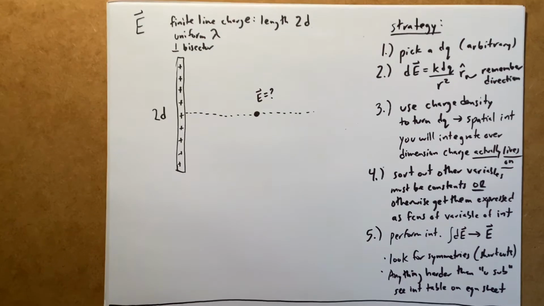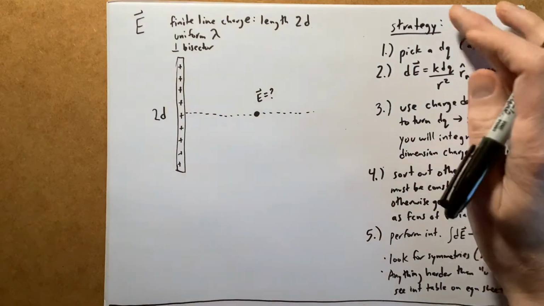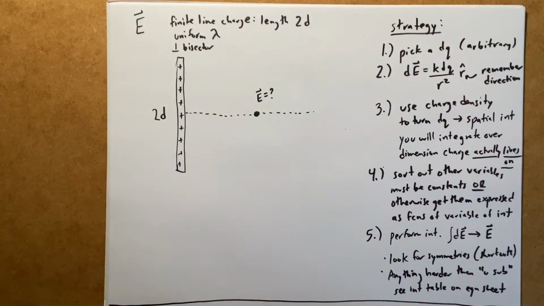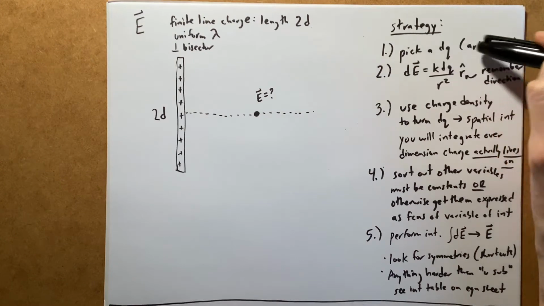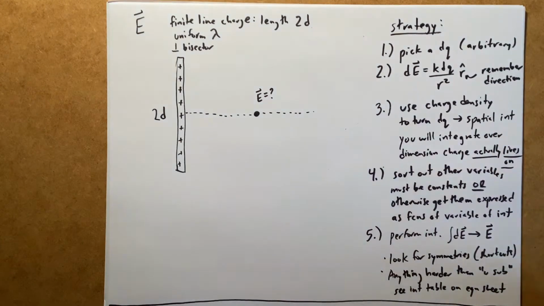So that's the goal of this. And what I'm going to do here is take you through the strategy that you should be taking on these. I've already written it out here just so that you don't have to watch me write that out. It may be a little hard to read, but I'll read through each step very carefully. So here's what you do. Strategy, step 1, you're going to pick a dq, and you're going to pick a dq as arbitrary as possible, and I'll show you what I mean by that.